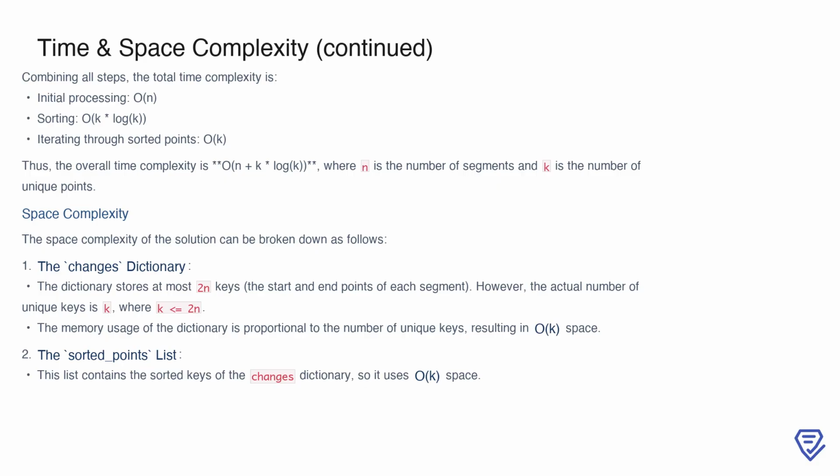Now, for space complexity, let's start with the changes dictionary. This dictionary stores at most 2n keys, corresponding to the start and end points of each segment. However, the actual number of unique keys is k, where k is bounded by 2n. As a result, the memory usage of the dictionary is proportional to the number of unique keys, resulting in O(k) space. Next, there's the sorted_points list, which contains the sorted keys of the changes dictionary. Since it only holds these unique points, it also uses O(k) space.